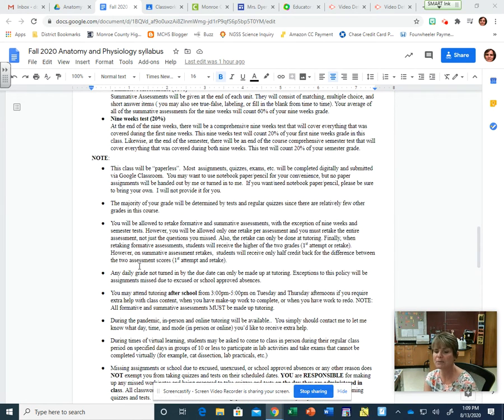Some important things that we need to go over, and this is where I want to spend the most time in our syllabus. First of all, we're going to be paperless. What this means is that I'm not going to be handing out any papers to you, and you're not going to be handing in any papers to me. Most of your assignments, quizzes, exams, etc., will be completed and submitted to me on Google Classroom. So they will be assignments that I will make on Google Classroom, and then you will turn them in to me on Google Classroom.